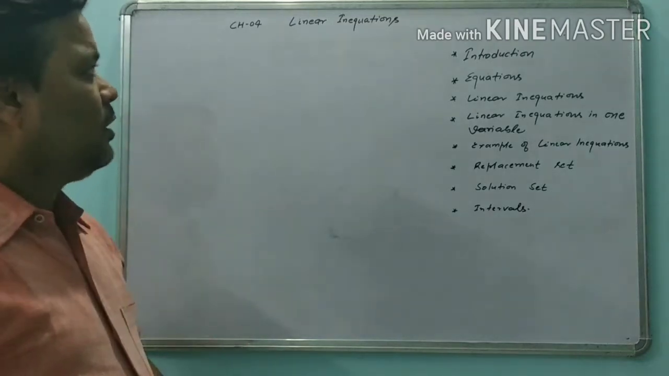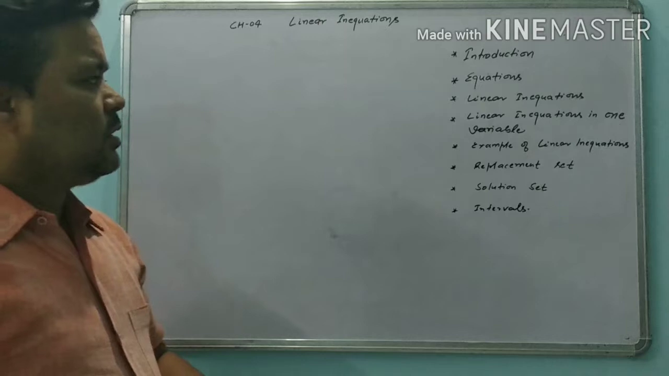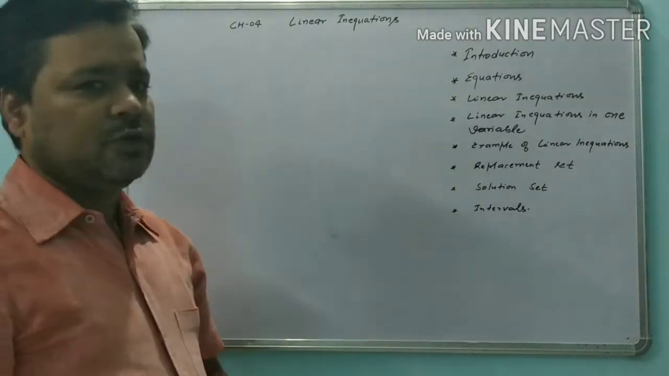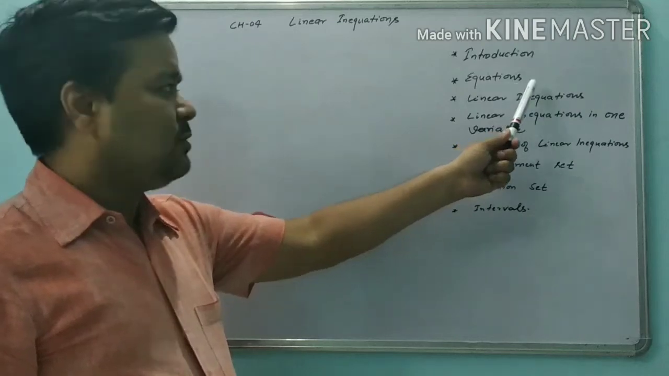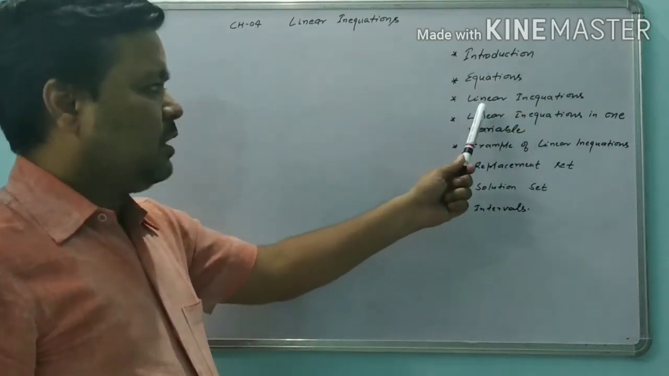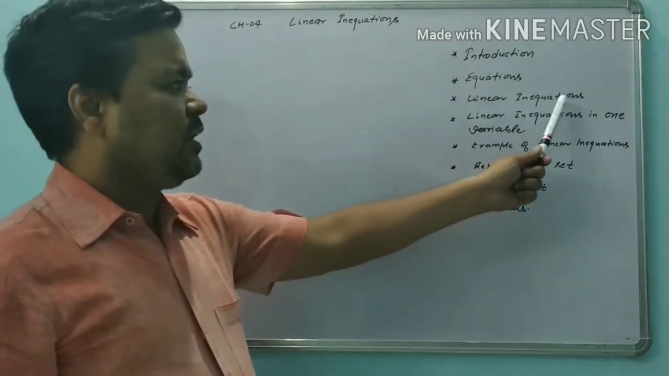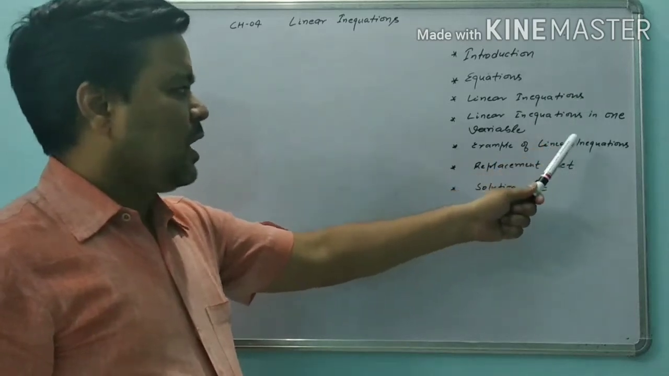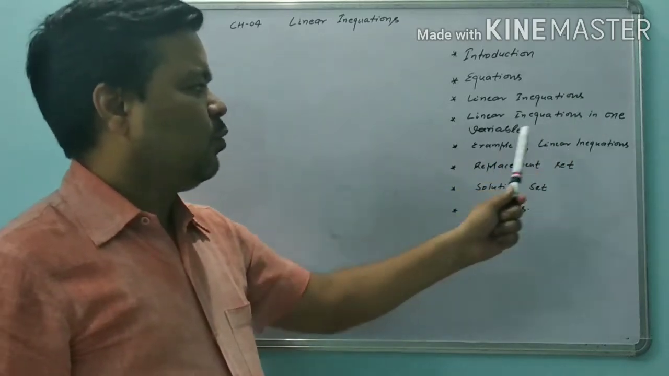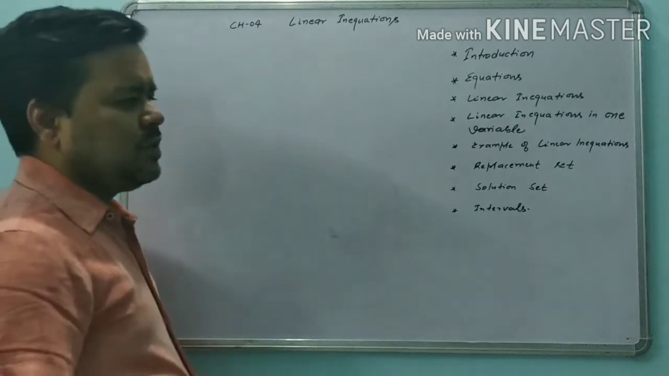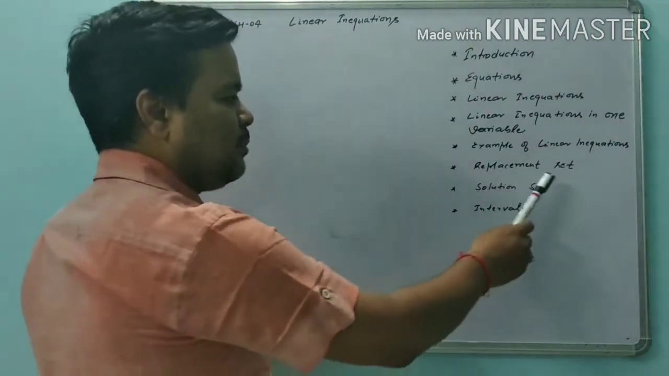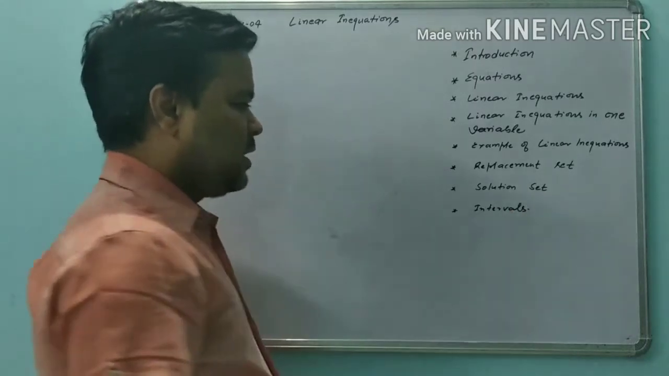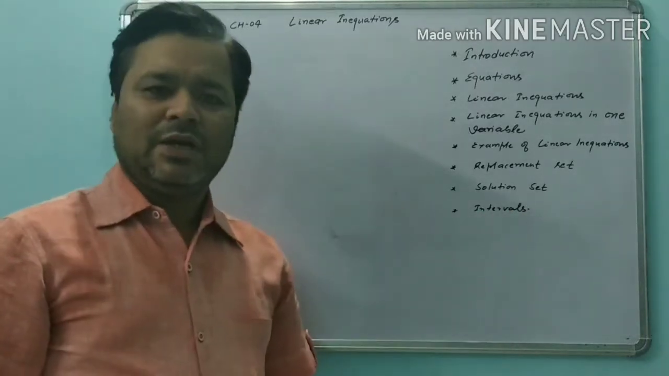First of all, we will discuss the introduction of linear inequation. After that, what is an equation? We will give the answer to this. Then we will discuss linear inequations and linear inequation in one variable. We will also discuss some examples of linear inequation, then replacement set, solution set, and the interval also.